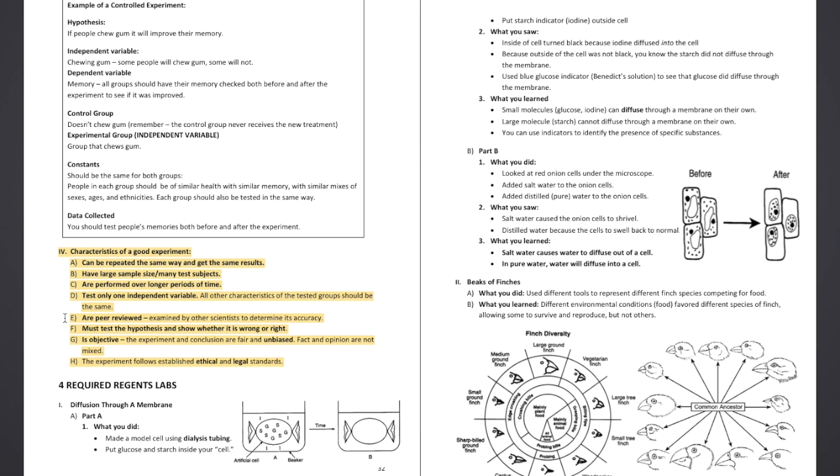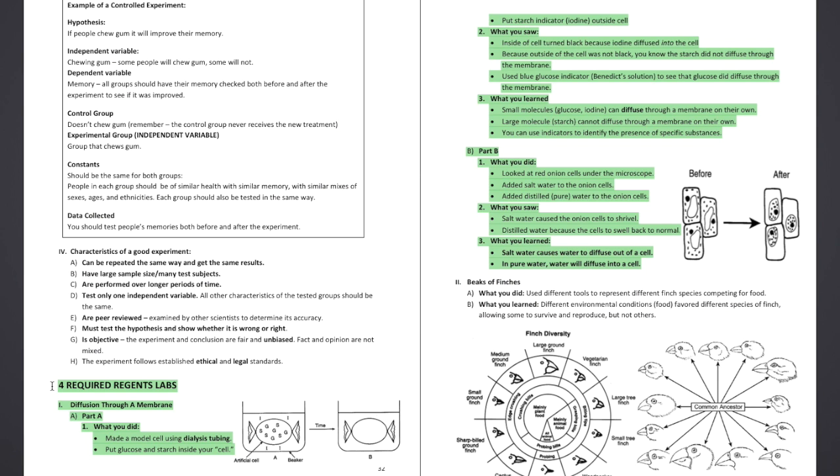E. Are peer-reviewed, examined by other scientists to determine its accuracy. F. Must test the hypothesis and show whether it is right or wrong. G. Is objective. The experiment and conclusion are fair and unbiased. Fact and opinion are not mixed. H. The experiment follows established ethical and legal standards.